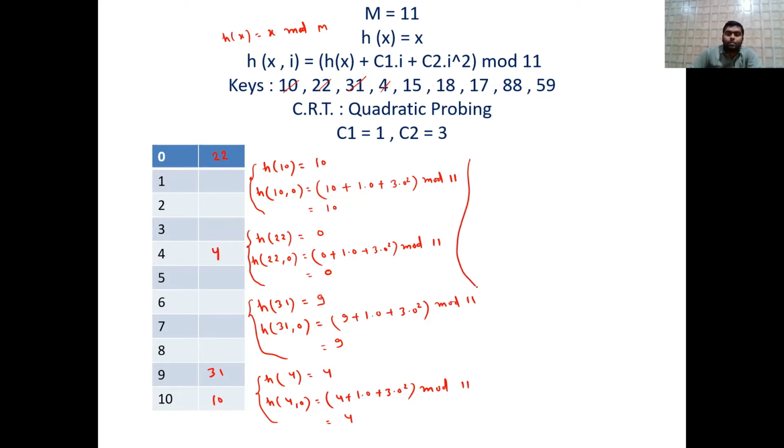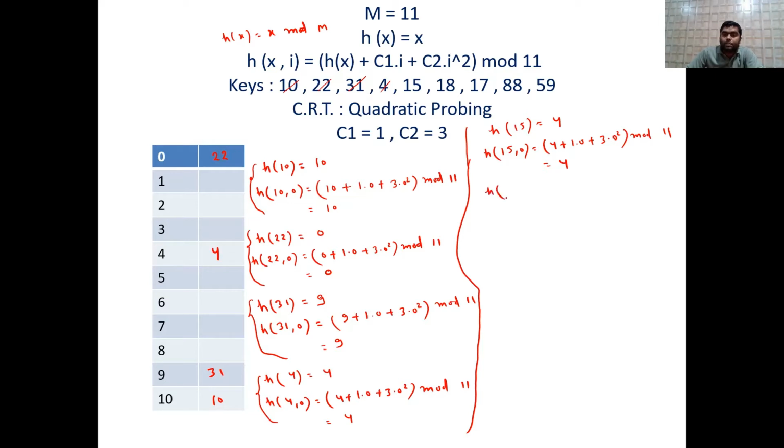Now come to the next one, which is 15. Observe very carefully. H of 15 means 15 mod 11, so this will give you 4. So there is a chance of collision. Definitely there is a collision because the fourth is already occupied. So H of 15 comma 0 is H of 15, which is 4, plus C1 which is 1 into 0, plus C2 which is 3 into 0 square, and mod of 11. This will give you 4 as the answer. So definitely a collision because the fourth space is not available.